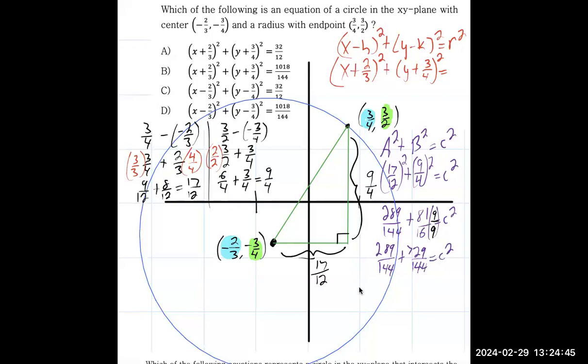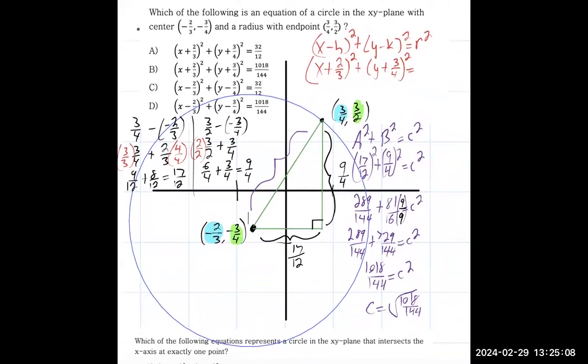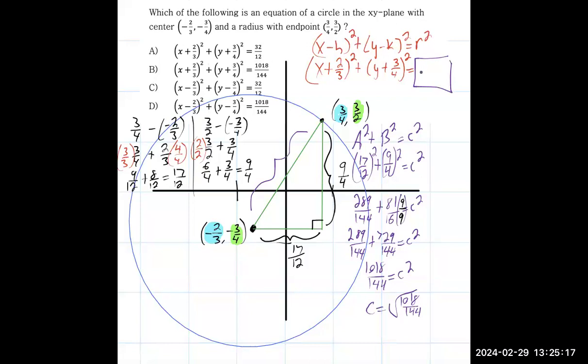When we add the numerators, we're going to get 1018 over 144 is c squared. Now c is the square root of all that. If we needed this length, it would be that square root. But the truth is we don't need that length because what we're looking for is not the actual radius, but instead we're looking for the number that goes in that spot in the equation of the circle. In other words, that's the radius squared.